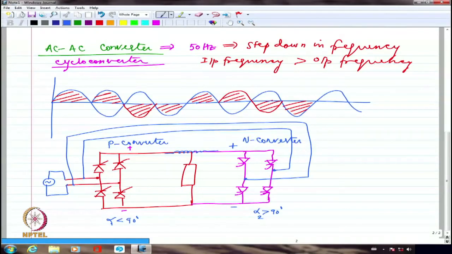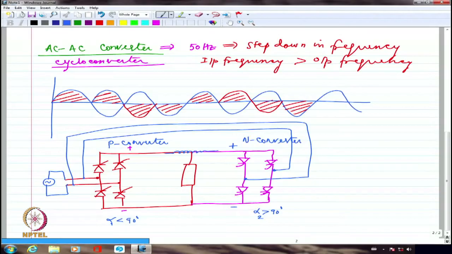Each of them functions as a rectifier in its own right. When the P converter is functioning, it is working as a rectifier on its own, and the N converter is quiet. It is not working because you will not give any pulses to the N converter. So N converter pulses will not be released until the P converter current comes down to 0. Then you will release the pulses to the N converter, holding off the pulses to the P converter.